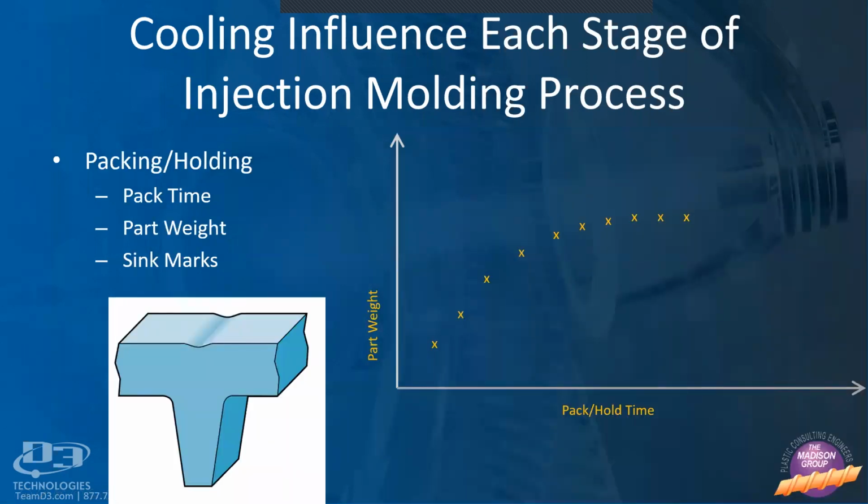Again, cooling is also going to influence our packing time. In packing, we're trying to compensate for the material shrinkage as it cools from the molten state into the solid state. So how we cool this part is going to influence the packing time and therefore our packing weight, or our part weight. It's also going to affect the aesthetics of our part. How likely are we to develop sink marks or voids in our part as well? So it does influence the packing stage as well.